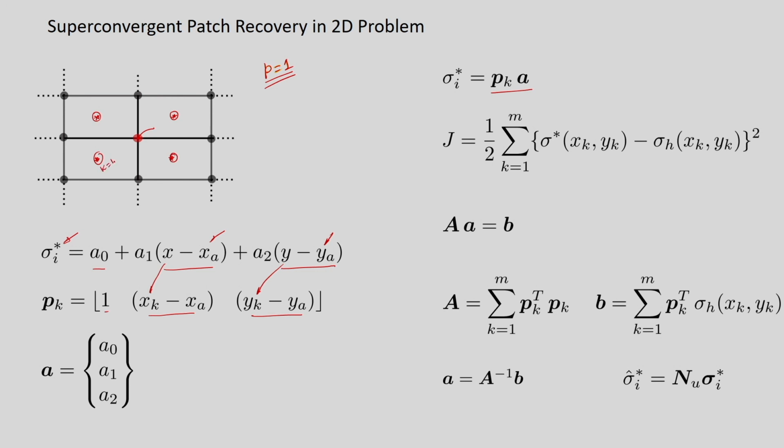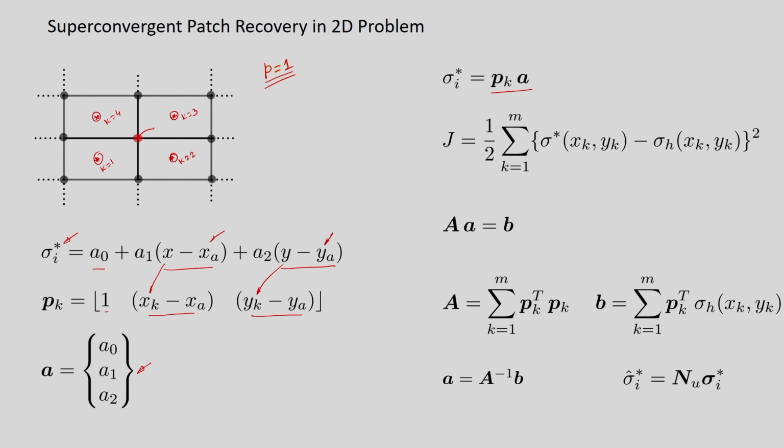So, I can say k equal to 1, k equal to 2, k equal to 3 and k equal to 4. So, these are the 4 super convergent points for this problem. Now, that has been denoted as pk, which is a row vector, and a is basically a column vector comprising the unknown constants a0, a1 and a2.